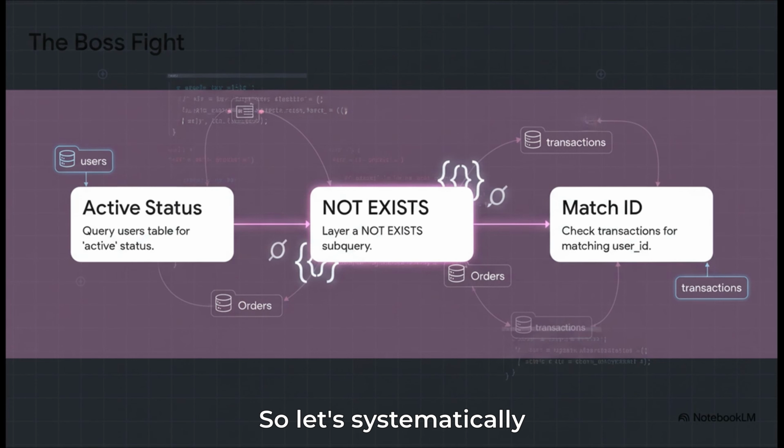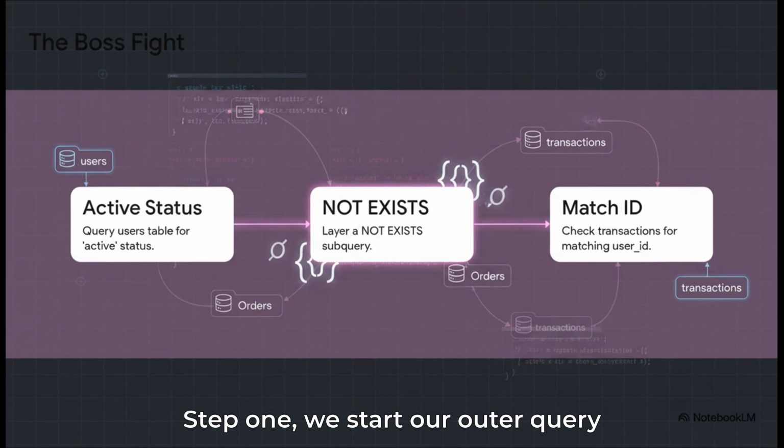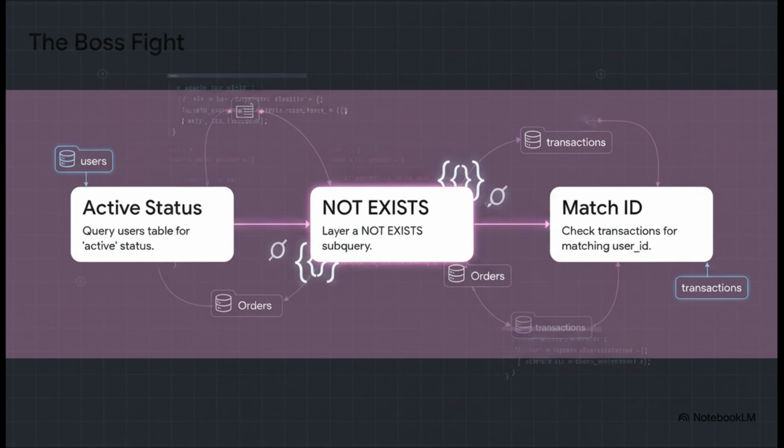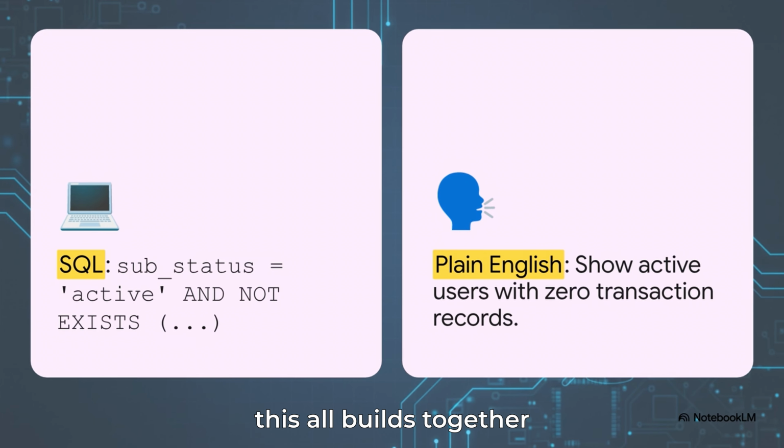So let's systematically isolate this corrupted data layer by layer. Step 1, we start our outer query on the users table, just filtering for that active status. Step 2, we layer in a not exists correlated subquery. Step 3, inside that subquery, we check the transactions table for our row where the transactions user ID matches the outer user's ID. Let's move on and see how this all builds together into one elegant solution.